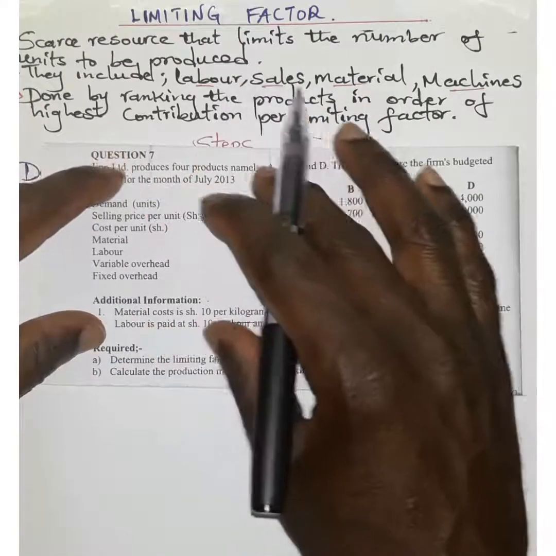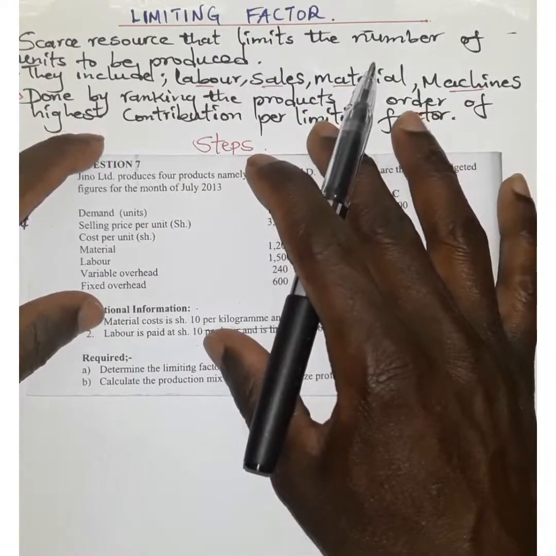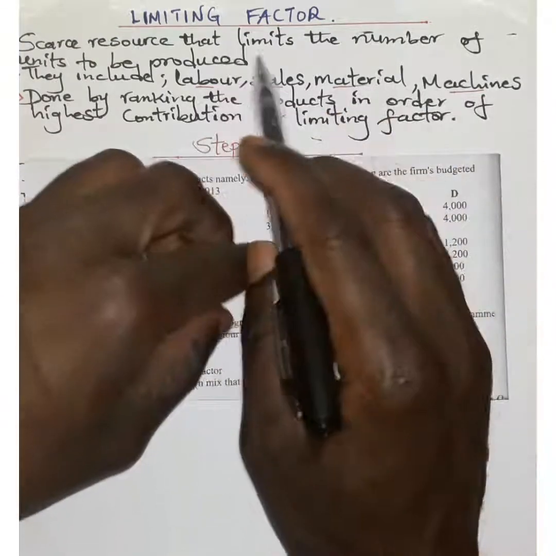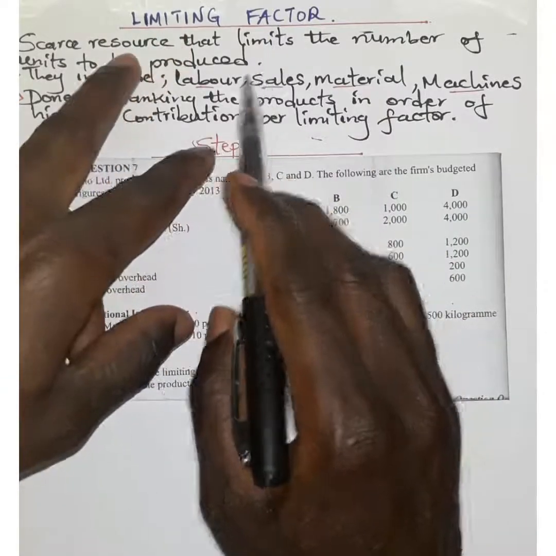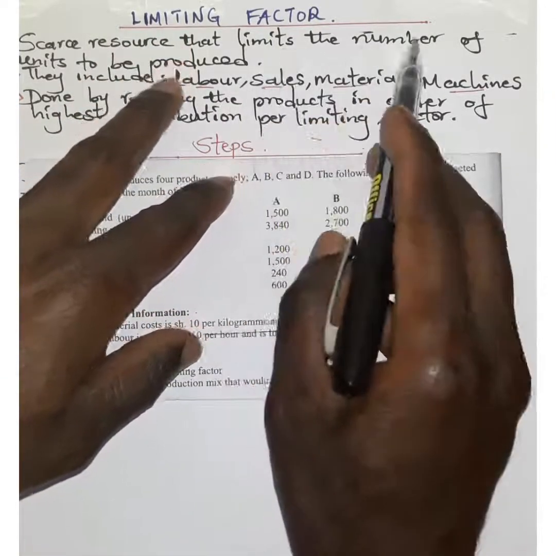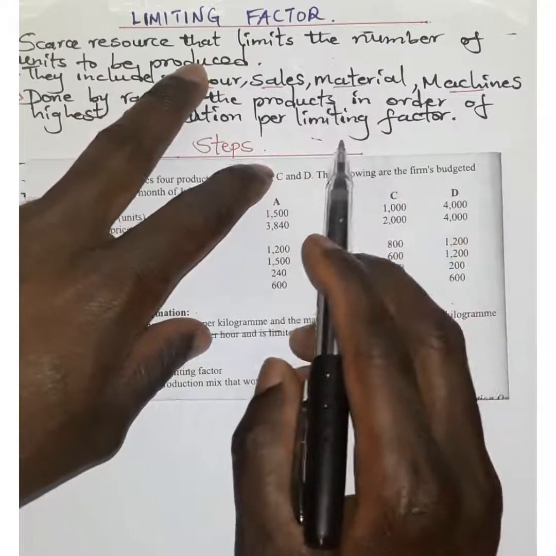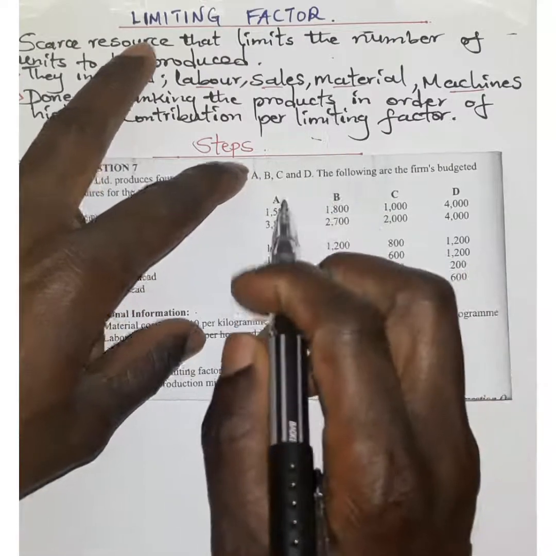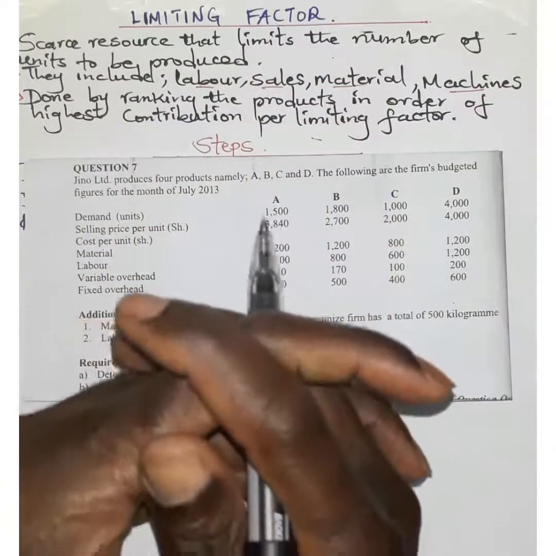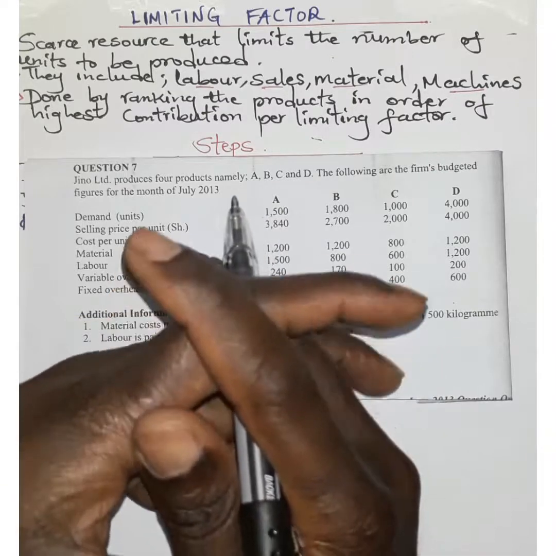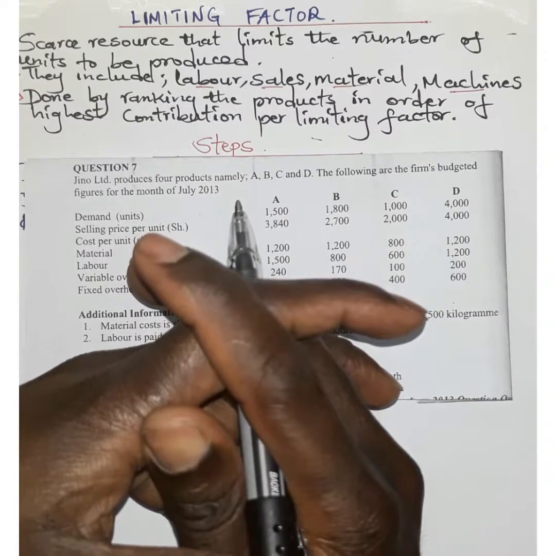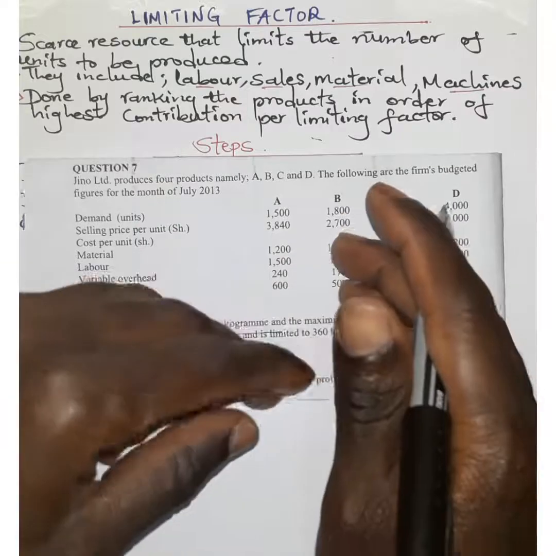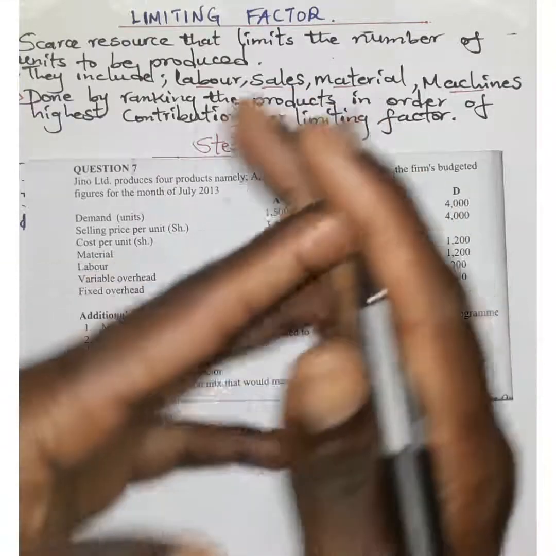Before we actually look at the question, I would want us to go through in brief what we should expect as we go on. When we talk about a limiting factor, we are talking about scarce resources that limit the number of units to be produced. Remember, resources in any particular organization will never be enough. At one particular point, you'll find that some of them are not in the right supply, and therefore the number of units supposed to be produced will not be achieved at the optimum level.